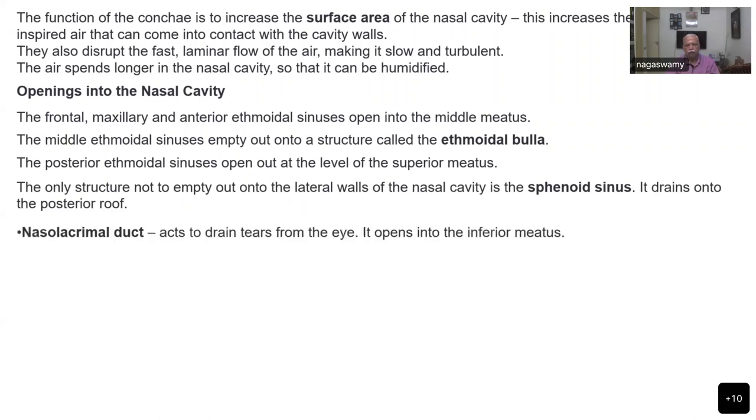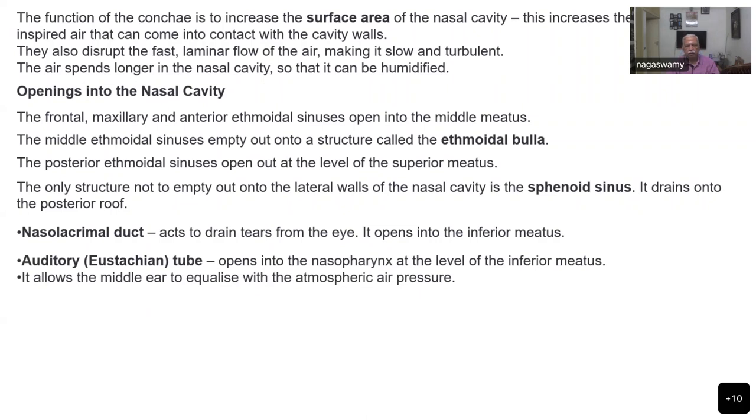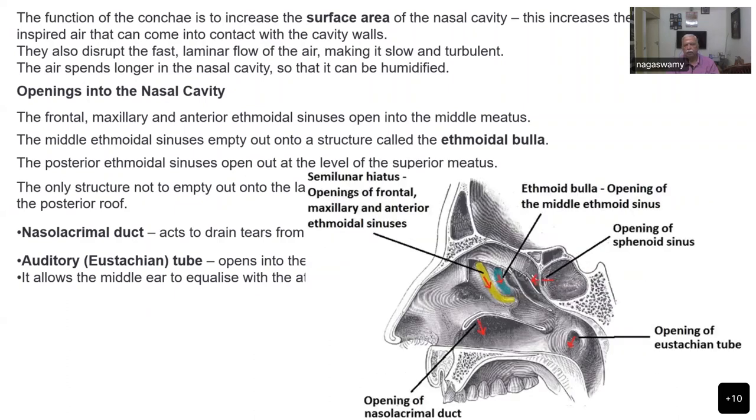So any infection that is occurring posteriorly while you are trying to do any maneuver can directly communicate with the sphenoid sinus, and sphenoid sinus can drain into the intracranial vessels, and the infection can spread to the brain. And the nasolacrimal duct acts as a drain for tears from the eye, and it opens into the inferior meatus. The auditory or eustachian tube opens into the nasopharynx and allows the middle ear to equalize with the atmospheric air pressure. So all of you would have traveled in an aircraft, and when it goes high up, you get a blocked feeling because of this particular communication.